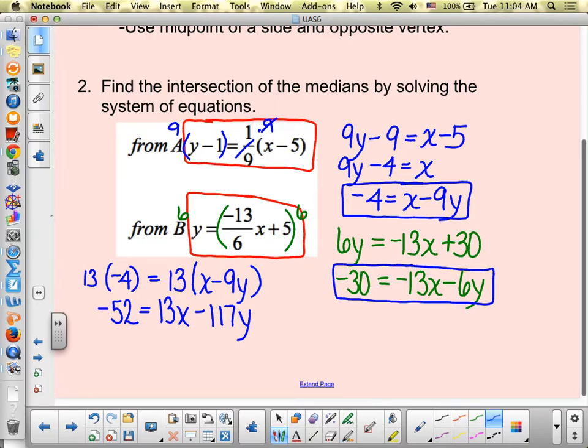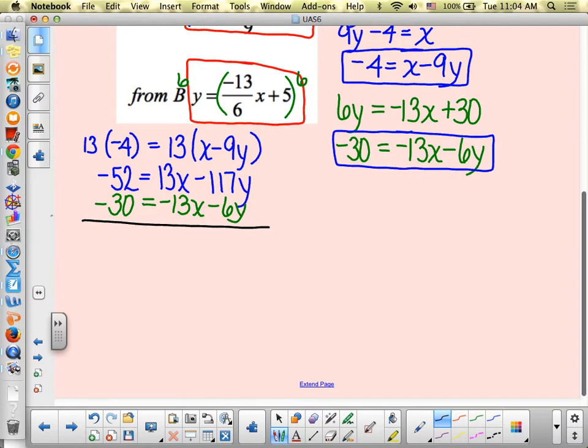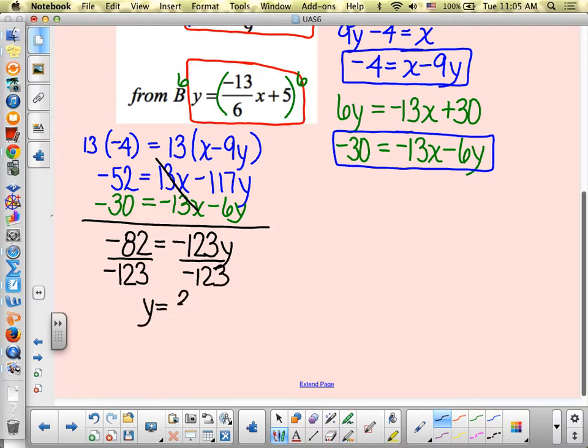Moving over my other equation then, the green one that I don't need to move around, negative 30 equals negative 13x minus 6y. Alright, getting rid of my x terms, I have negative 82 equals negative 123y. Okay, and dividing both sides then by negative 123, I get my y value being 2/3. Okay, it is wise to leave this as a fraction, not using a repeating decimal. You might lose accuracy and have a very goofy result. So far I've got 2/3.